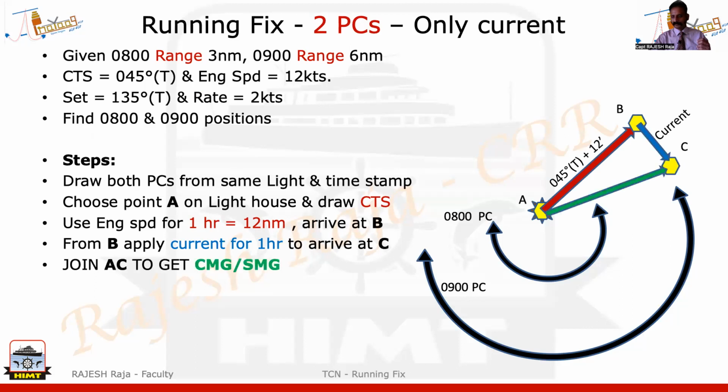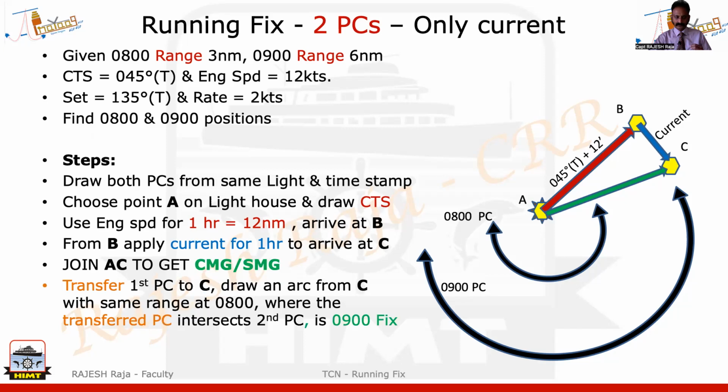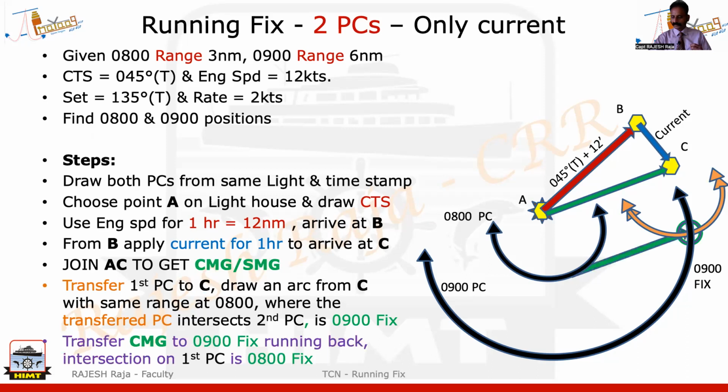So I've finished my 1 hour triangle. This triangle is correct, but the position of the triangle is wrong. I need to find out where I should put exactly. Now, till now, I was transferring my PC to Bravo, but since I have current now, I'll be transferring the PC to Charlie. So when I transfer my first PC to Charlie, this is what I get. I get my 9 o'clock fix. The moment current is involved, CMG is involved, fix is always on the CMG track. So please transfer only the CMG, no more CTS. Okay. So this gives you your 8 o'clock fix.